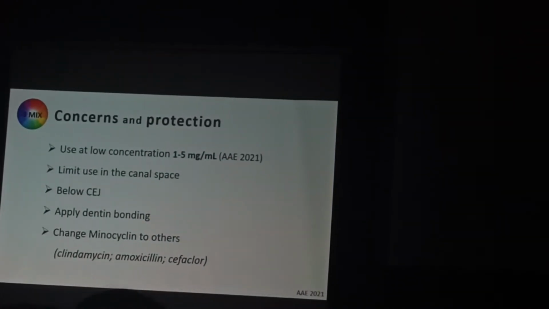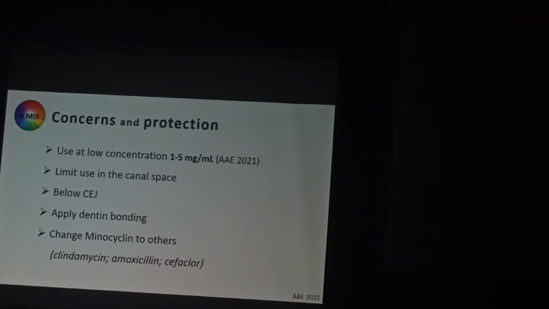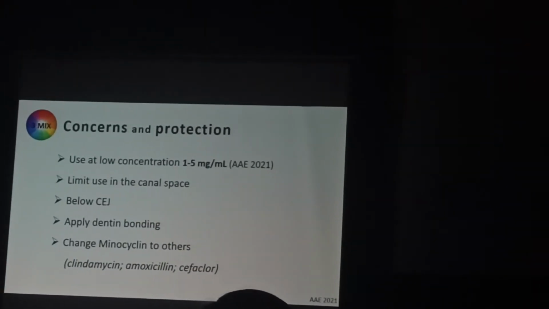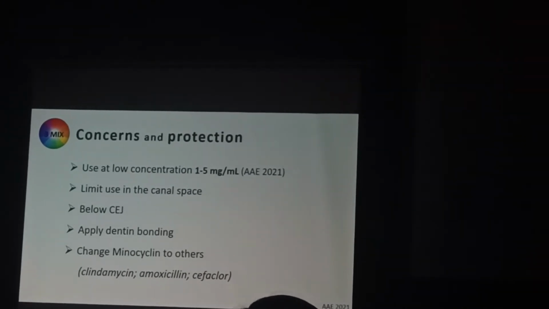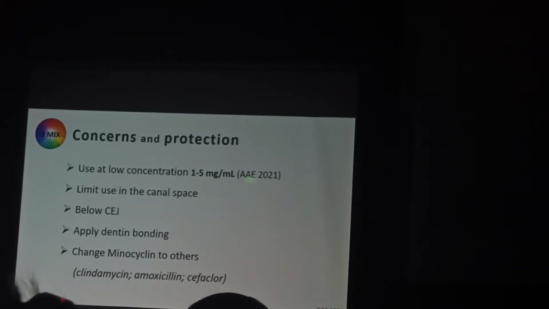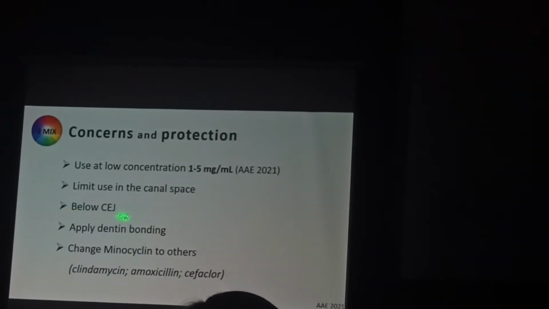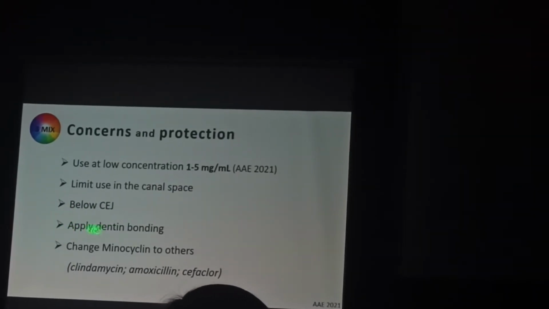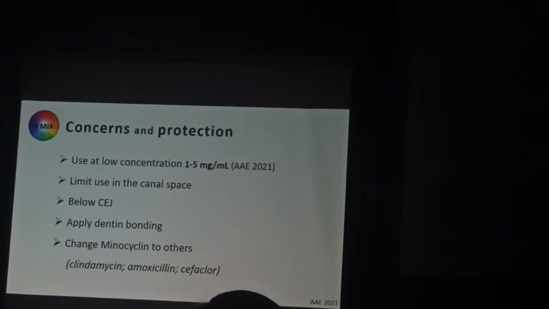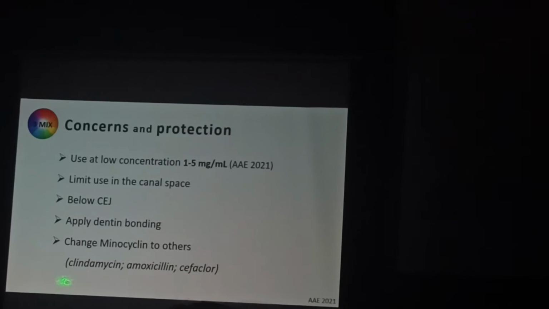So there are some concerns here. I mentioned that the antibiotics have toxicity and also create color changes, so the AAE 2021 recommendation is that we use these antibiotics at low concentration, 1 to 5 milligrams per ml, and limit use to the canal space. Put it below the CEJ. Sometimes we can apply dentin bonding in the cavity to prevent penetration of the medicine. And you can also change minocycline to other drugs instead.